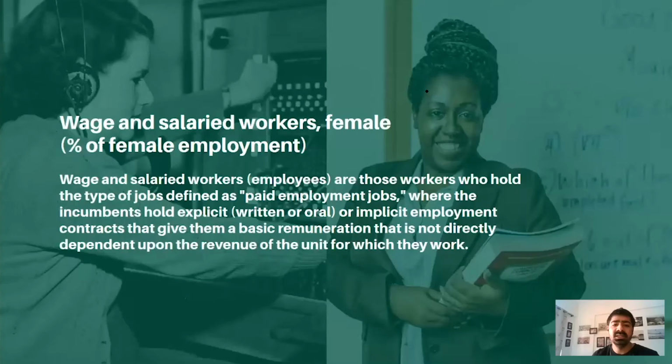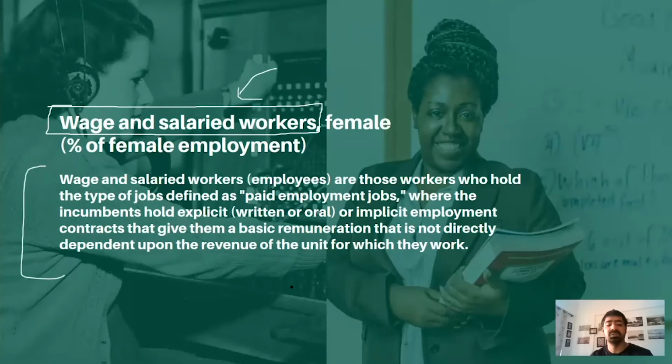This next indicator, wages and salaried workers, measures whether women are working in wages and salaried positions or not. So out of the total women who are working, how many women are working in wages and salaried situations? Okay, so this is the definition.